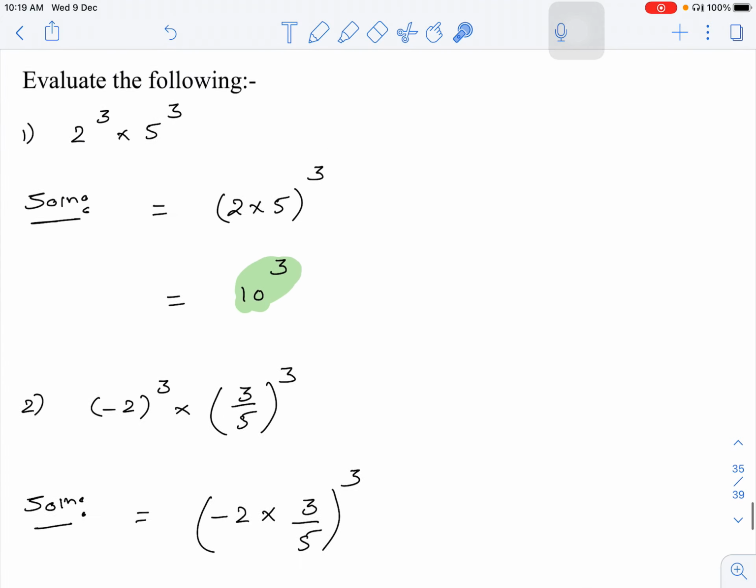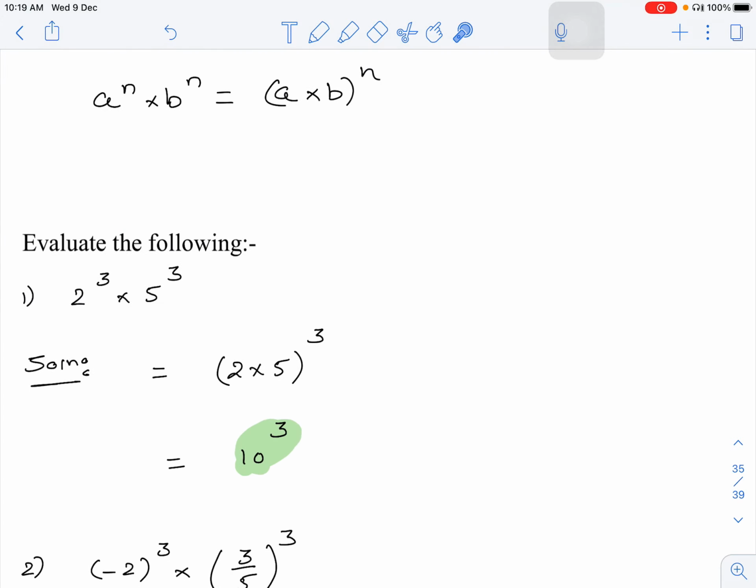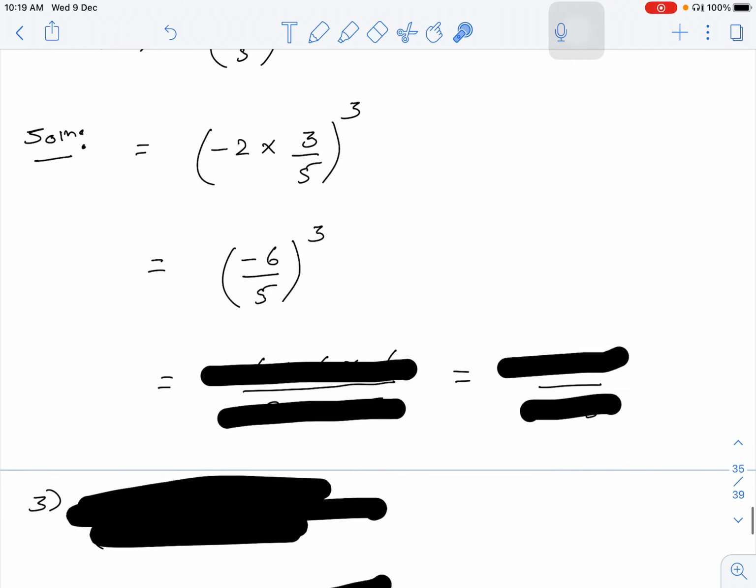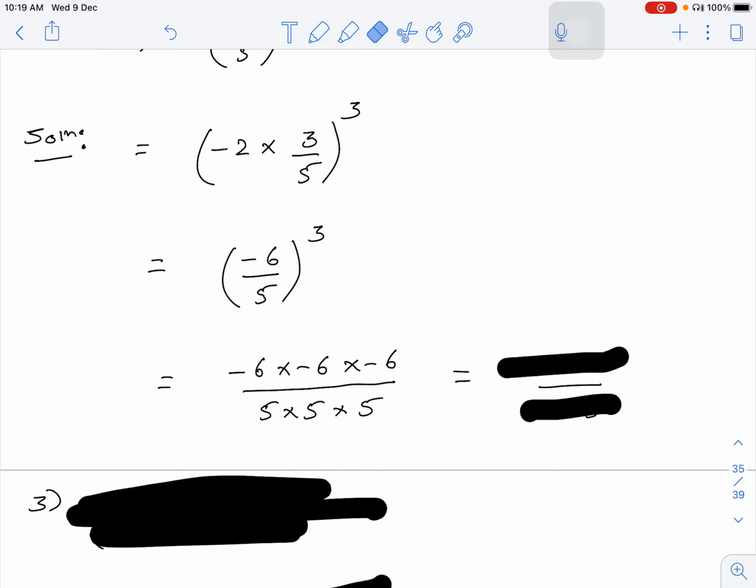Now we want to find its value. It is given evaluate. So what will we do? Now -6 will be multiplied 3 times and 5 will also be multiplied 3 times. Okay, so -6 multiplied 3 times: 6 sixes are 36, into 6 is 216. Okay, and since the number is negative and its power is an odd number, our answer will always be negative. Then 5 fives are 25, 25 fives are 125.